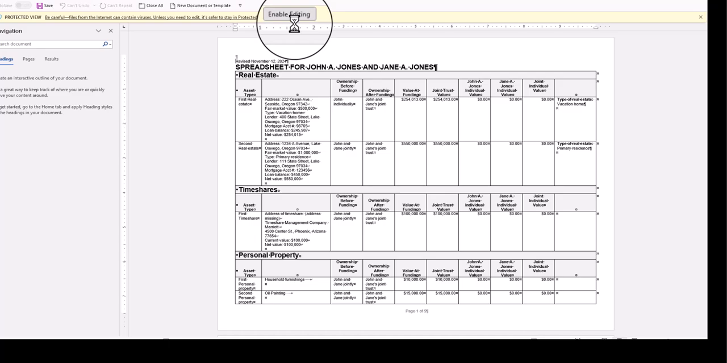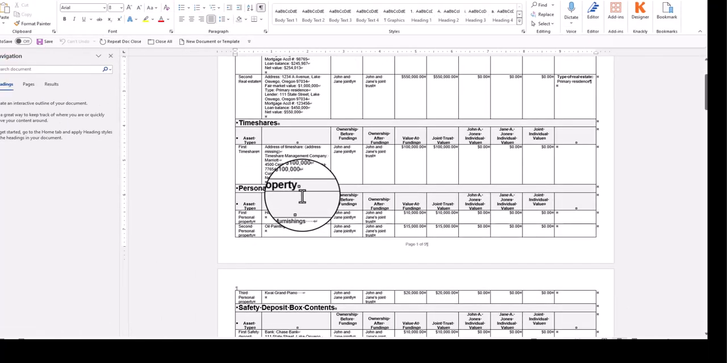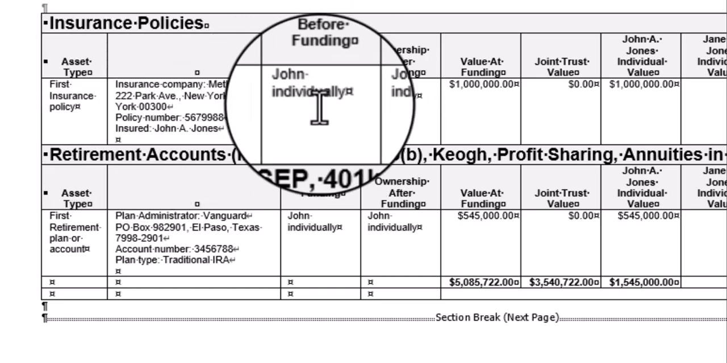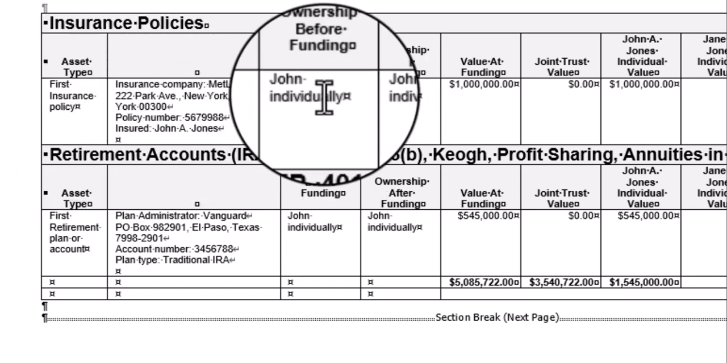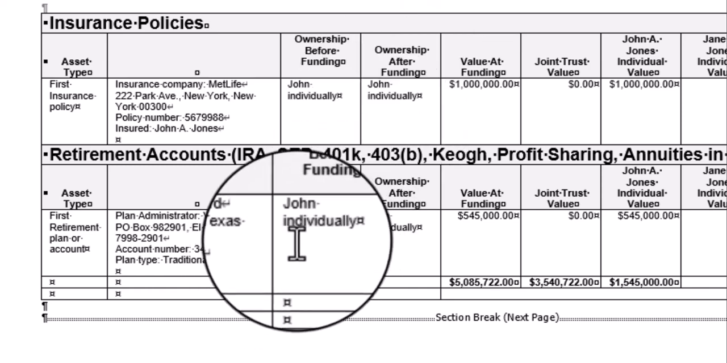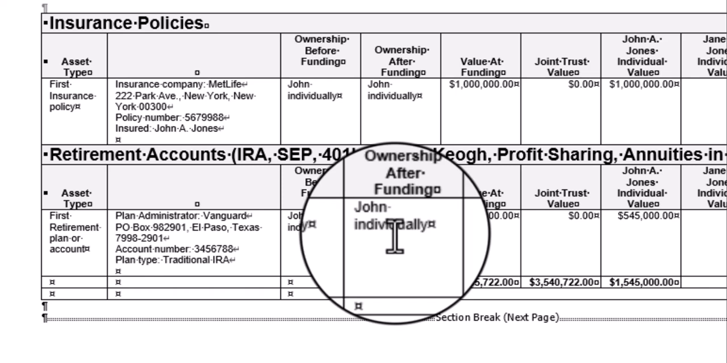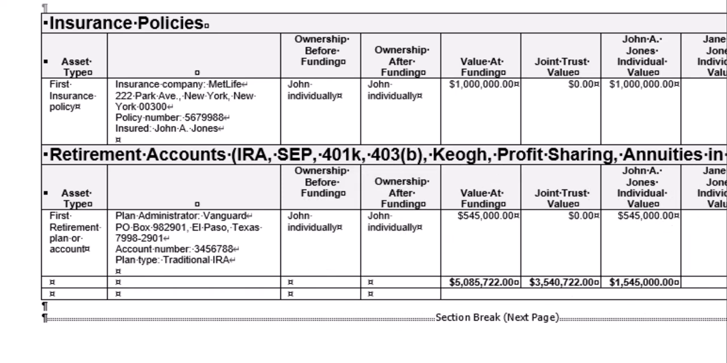So now if we go back and look at the insurance policy. Yeah, so now the insurance policy, John owns it individually before funding. He will own it afterwards. And the same is true of the retirement. John owns it individually before funding. John will own it individually after. And it does a total there. So it does all this math.